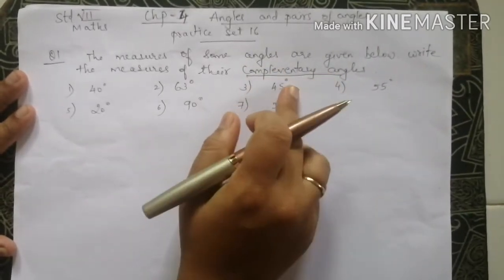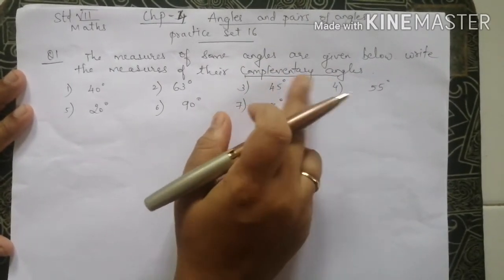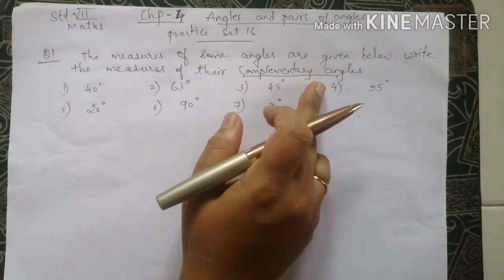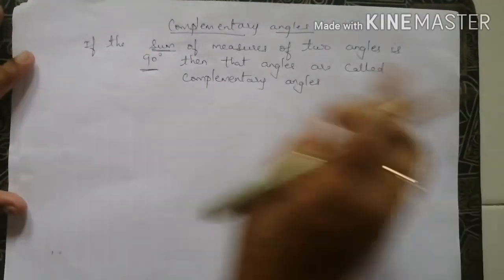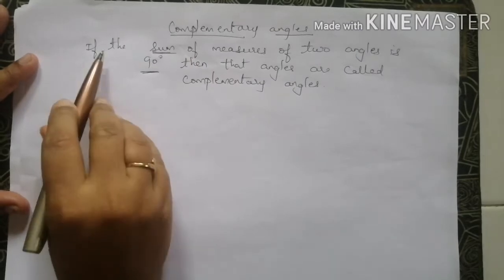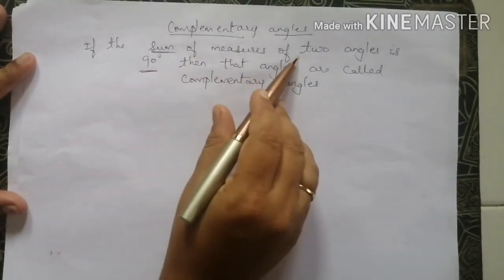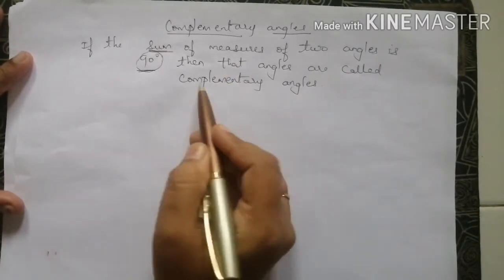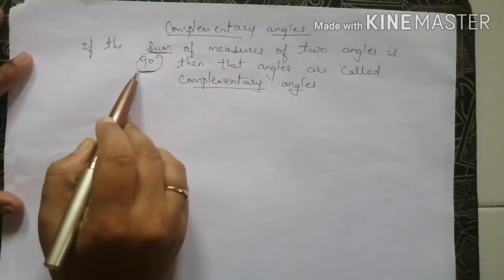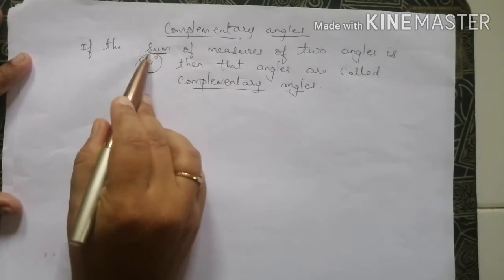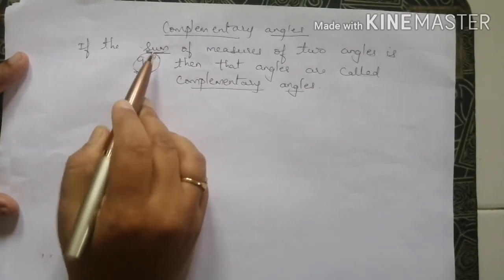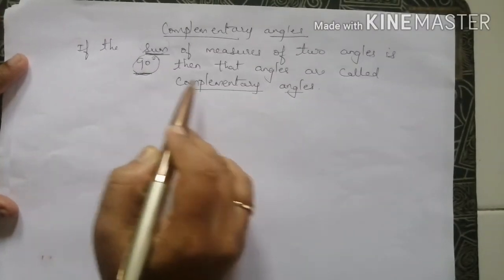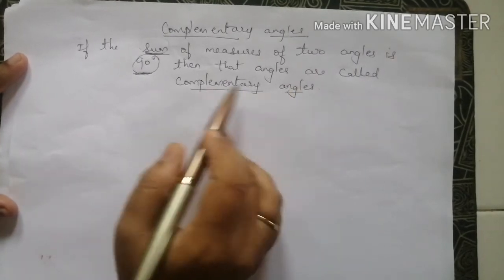So let me explain first what are complementary angles because this is a new concept to you all. What is the definition of complementary angles? If the sum of measures of two angles is 90 degree, then those angles are called complementary angles. Just remember children, if the total of two angles is 90 degree, then those angles are called complementary angles.